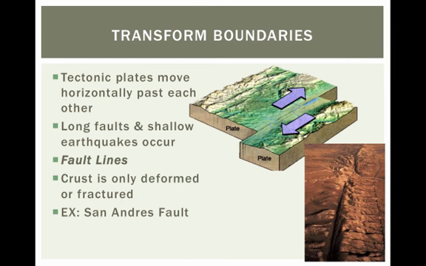Best example of a transform boundary is going to be the San Andreas Fault in California, and this is an image, again a real picture of the San Andreas Fault, and you can see that fault line. We'll talk more about transform boundaries when we get into earthquakes.